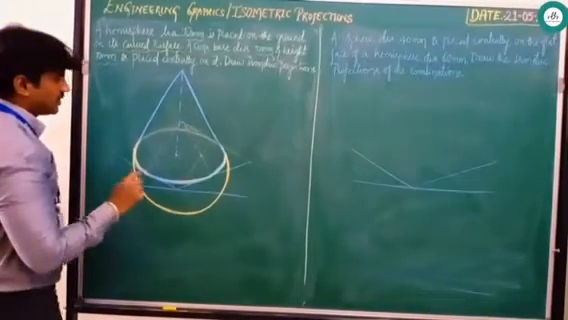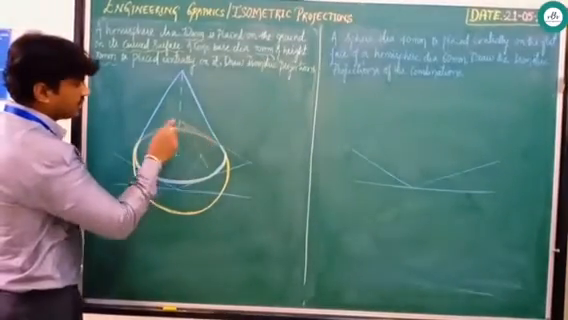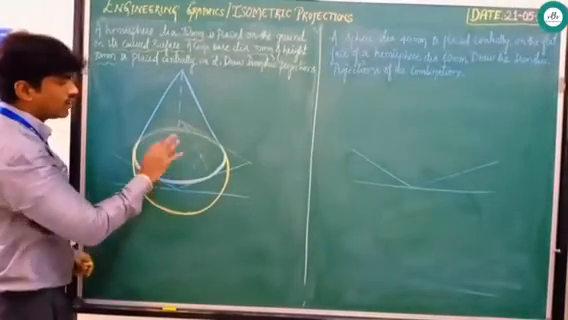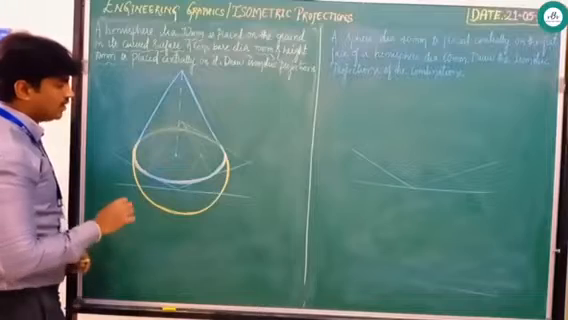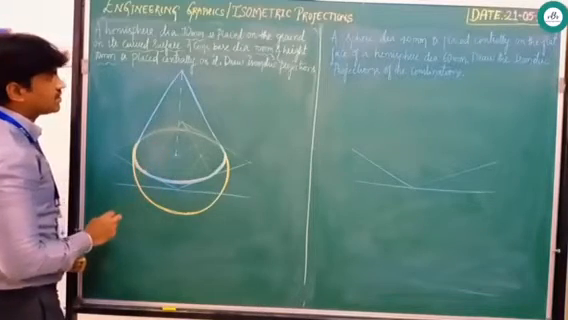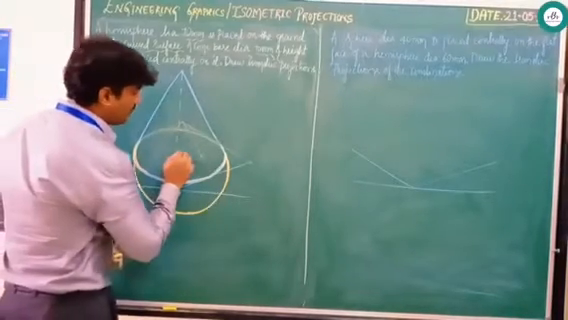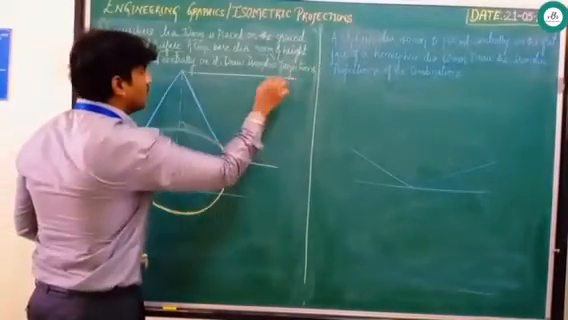After completing this, have a look. I have just maintained this with a very thin line. You can remove it, or else you can maintain it with a thin line. Some examiners expect the construction lines to be shown. Now, after all these things, you can show the dimension.